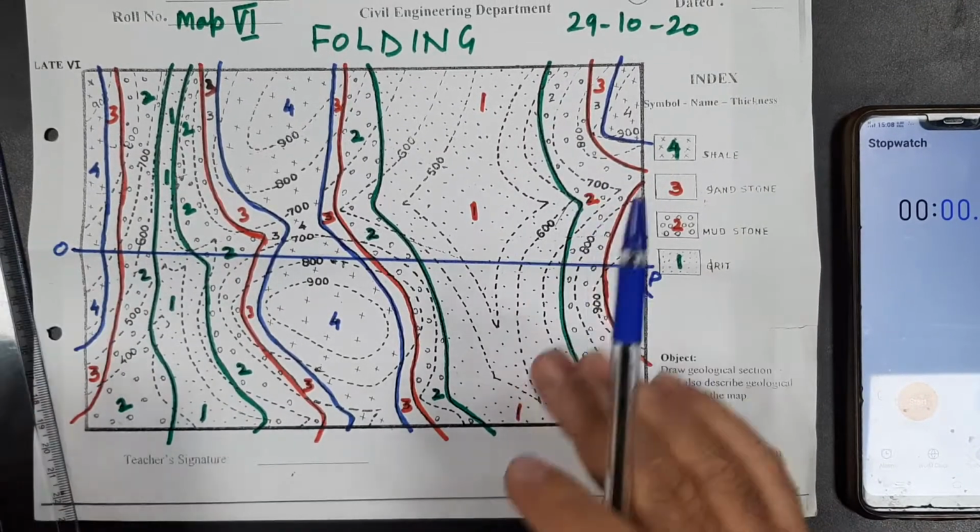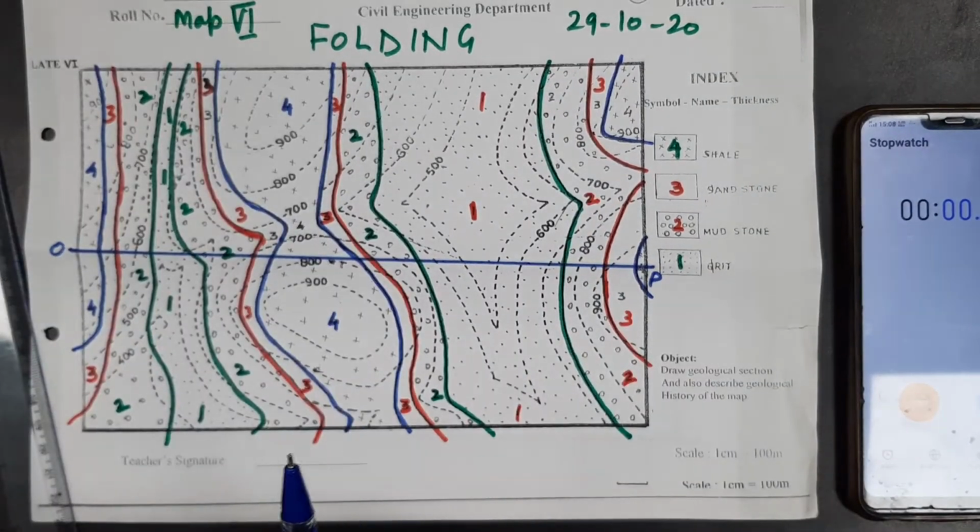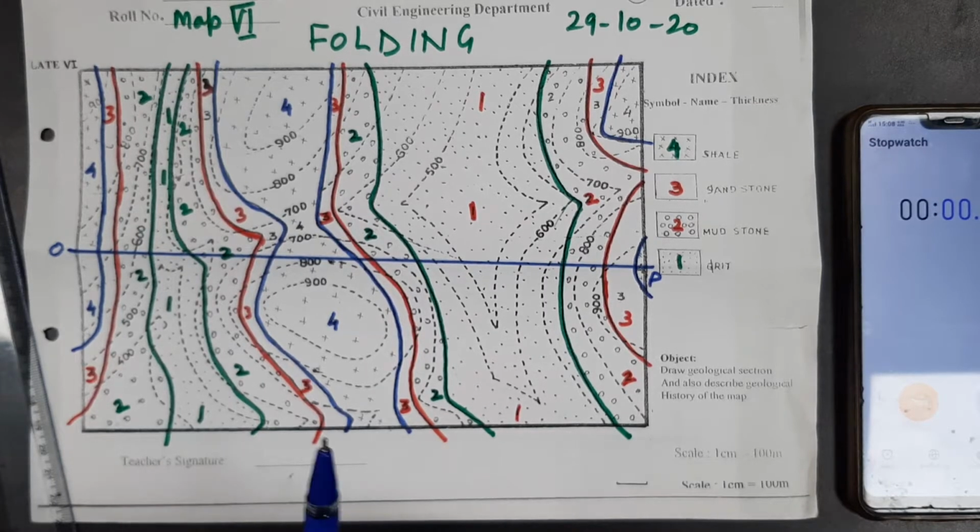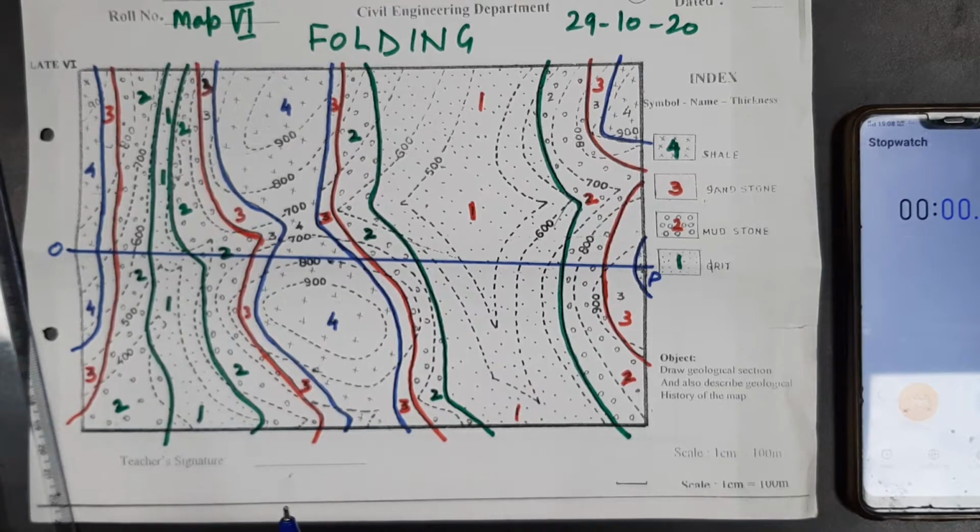Welcome back to the next map, which is the sixth map, which we have given to you. I have already posted videos for map numbers 1, 2, 3, 4, 5 and 7. This is the sixth map. I am trying to explain it to you.